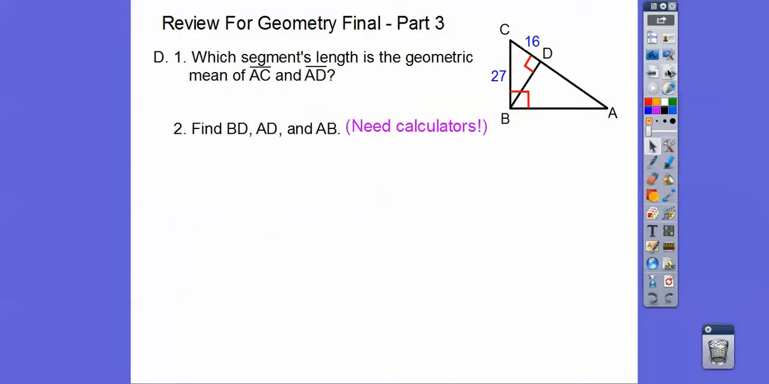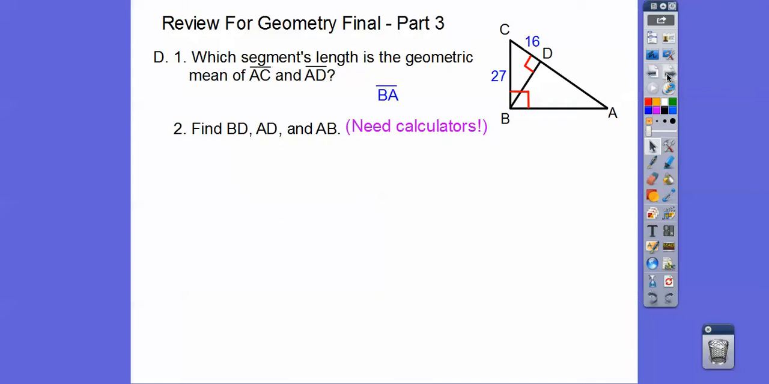All right, so here we go. So which segment length is the geometric mean between AC? Okay, so AC is the whole hypotenuse, so it's going to be one of these legs. It's either going to be BC or BA right there. Okay, between AC, because they're including the whole hypotenuse, and AD. Okay, so since it's this piece, then it's going to be this leg right here, BA.